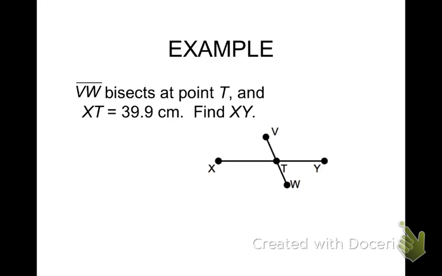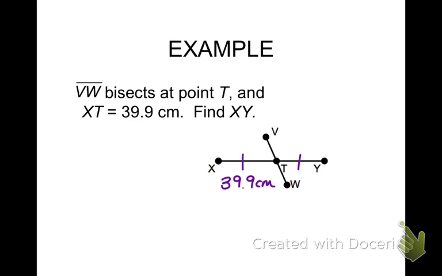Because I see the word bisects at point T, that means that T is what specific point? The midpoint. What does the midpoint mean? That we're split into two congruent segments. So let's mark it. Again, I apologize, that diagram's really bad. It doesn't look like it, so we're going to use our imaginations. Okay, so X to T is 39.9 centimeters.